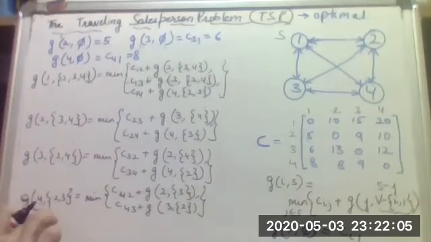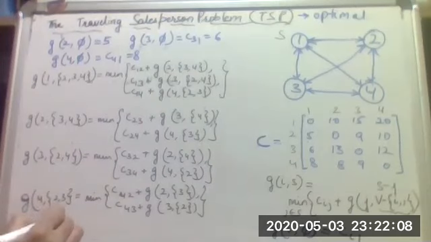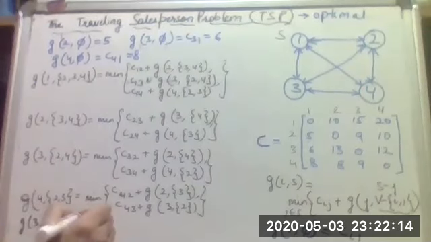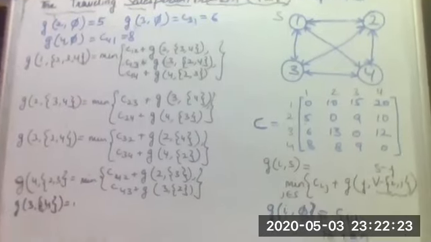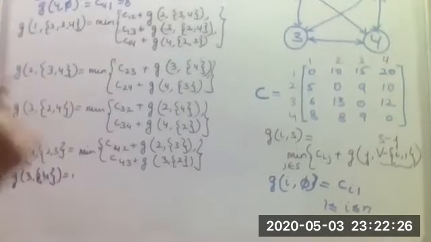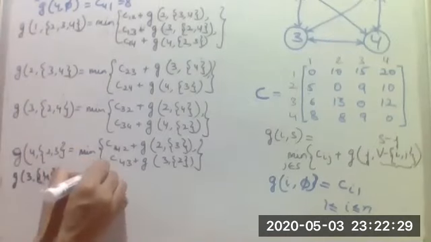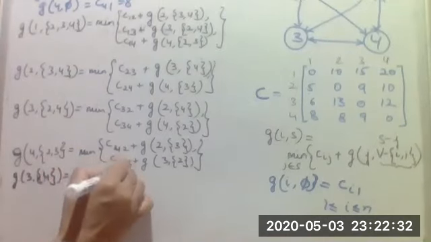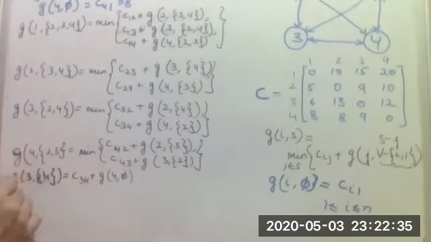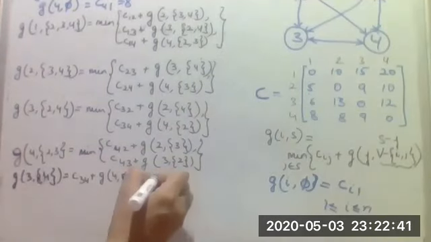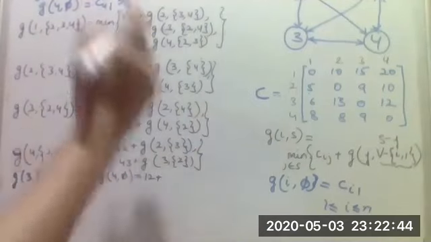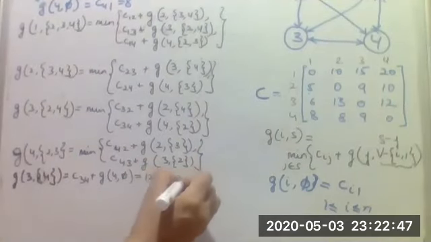G34 will be equal to what? So in this case, there is no minimum required here because there is only one intermediate vertex that is left. Yes. So in this case, what you will get here is C34 plus G of 4 and an empty set. Yes. And this is equal to C34 is 12 plus G4 empty set is 8. So this is equal to 20.